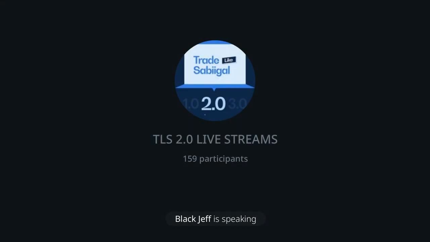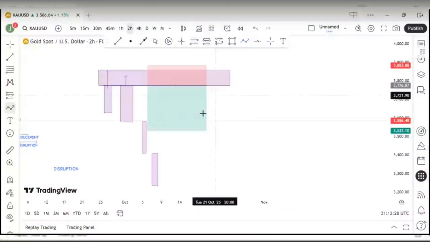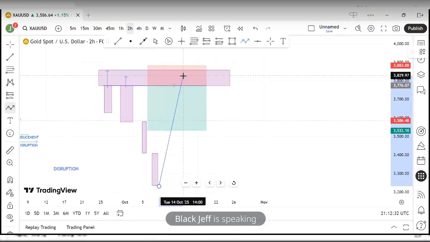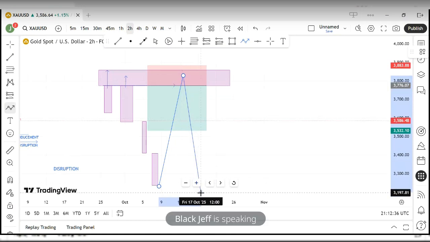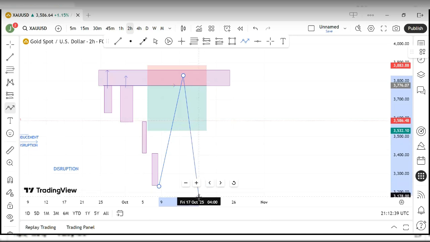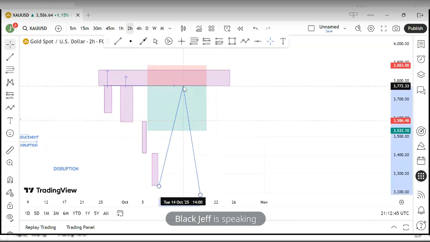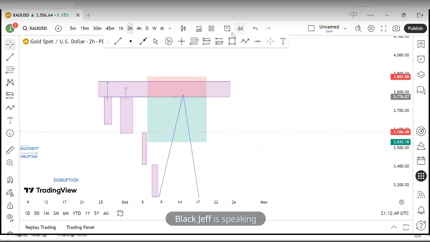So what will you be expecting? You'll be expecting the market to come back into the POI and start selling down. Or you just wait for the market to tap into your limit here, and then you start selling. Same thing for the buy key level.